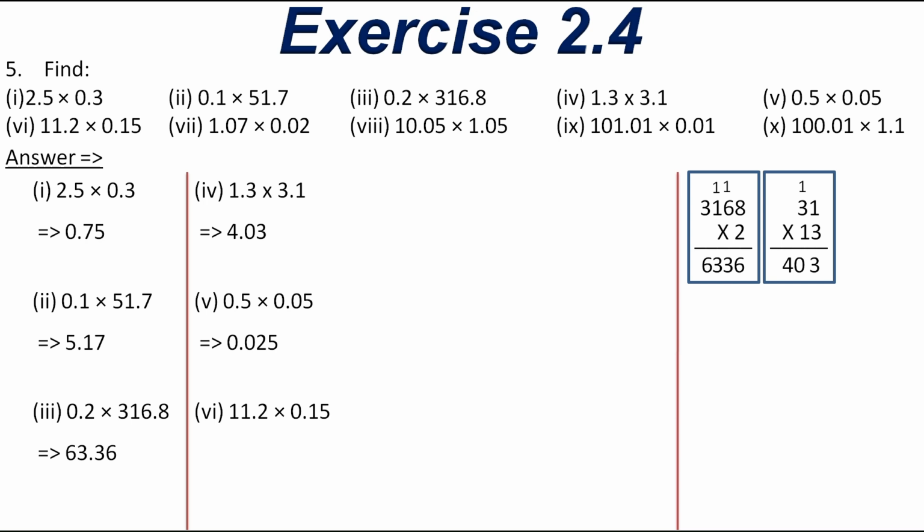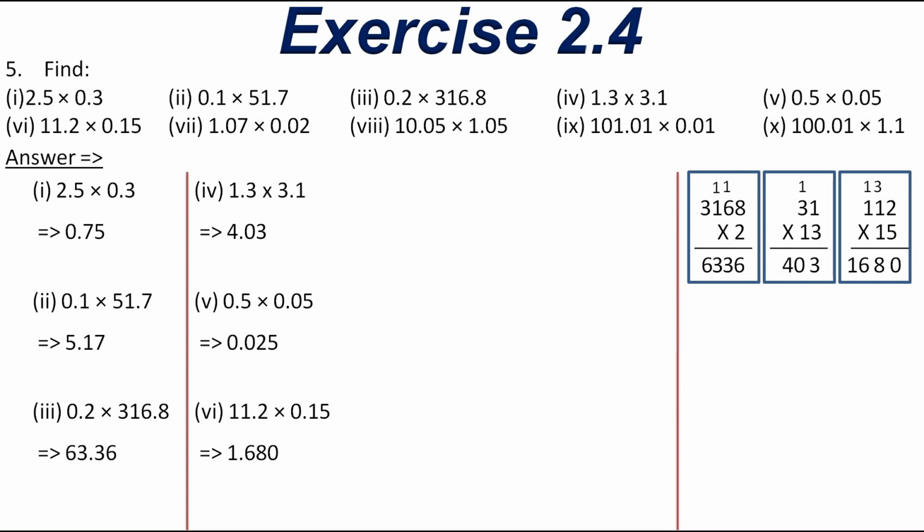Okay. Next we have 11.2 into 0.15. Let's multiply the number by forgetting the decimal point. Then it became 112 into 15. So 15 twos are 30. Then 15 ones are 15 plus 3 is 18. Then 15 ones are 15 plus 1 is 16. So I got the answer as 1680. Now here in the first number we have decimal point before 1 digit and here decimal point before 2 digits. So totally we have to put decimal point before 3 digits because 1 plus 2 is 3. So the answer will become 1.680.